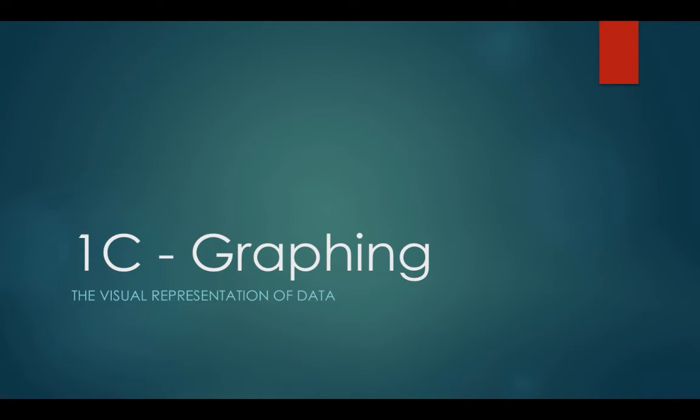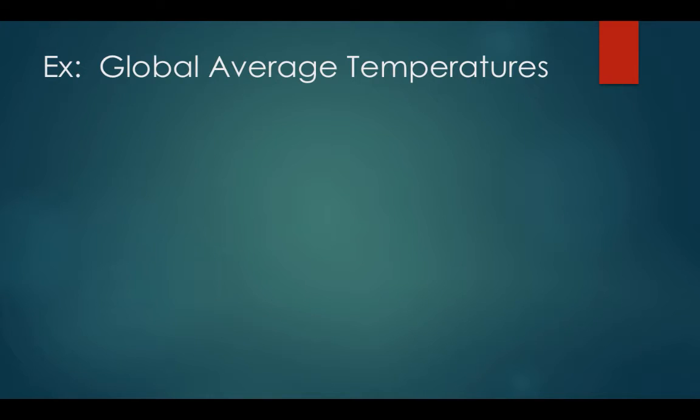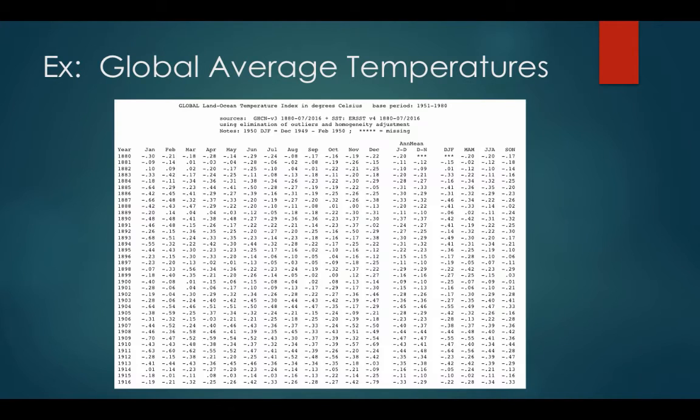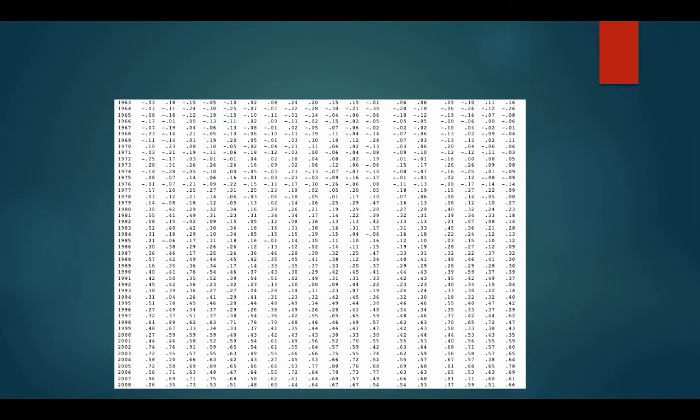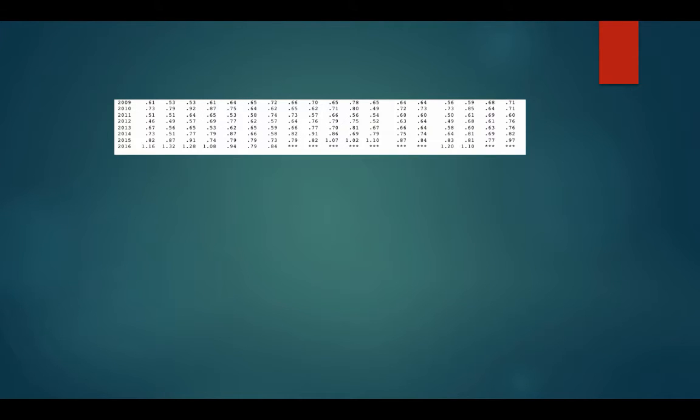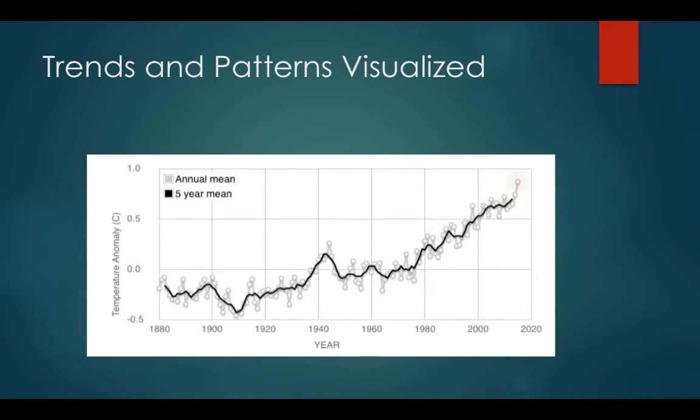Graphing in science is super important. What it does is it takes data like this, which is the global average temperatures of Earth, which is 4 pages of numbers, which probably makes no sense to you, and it converts it into a graphical representation, which looks like this.